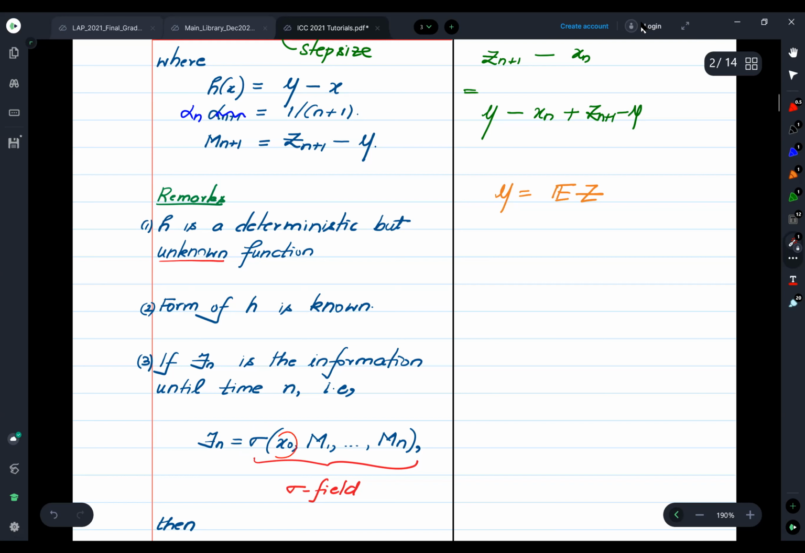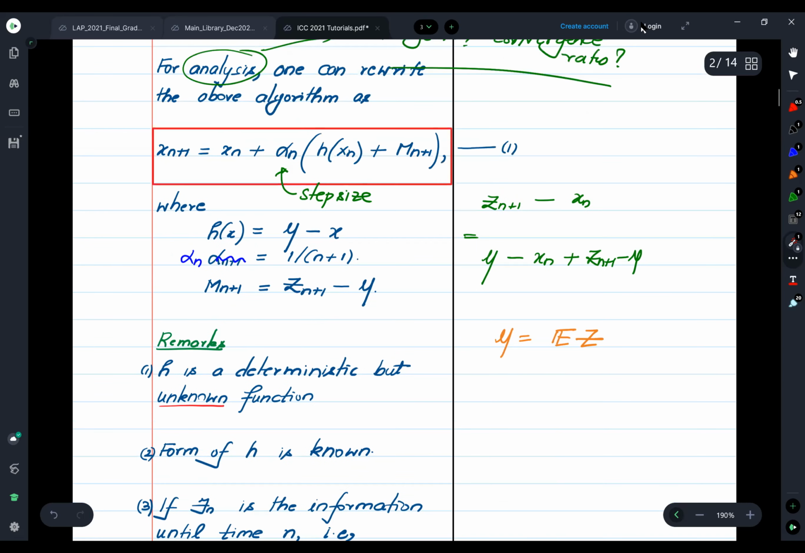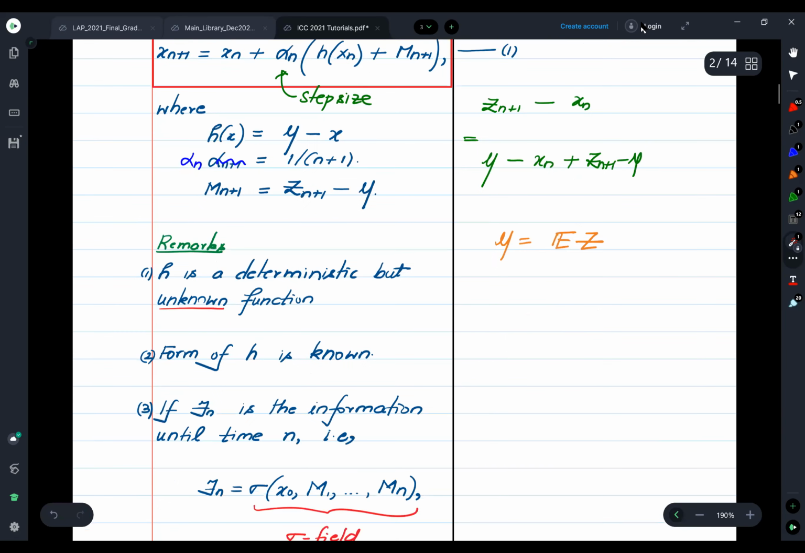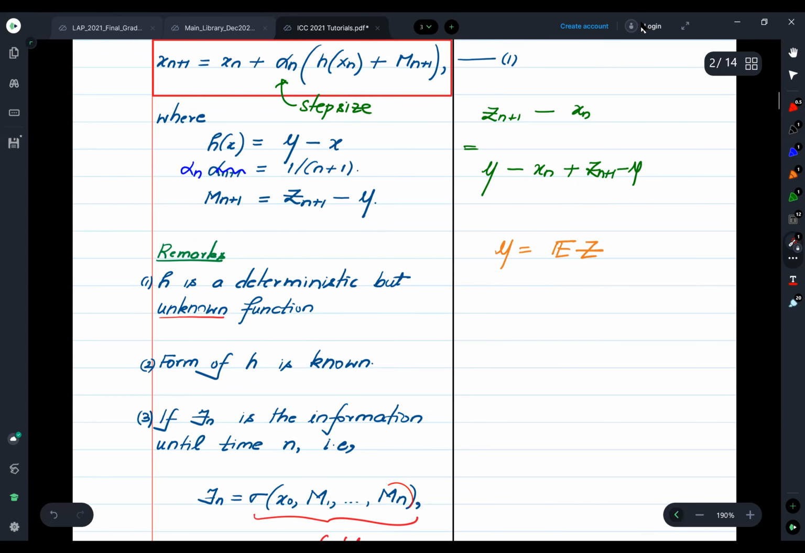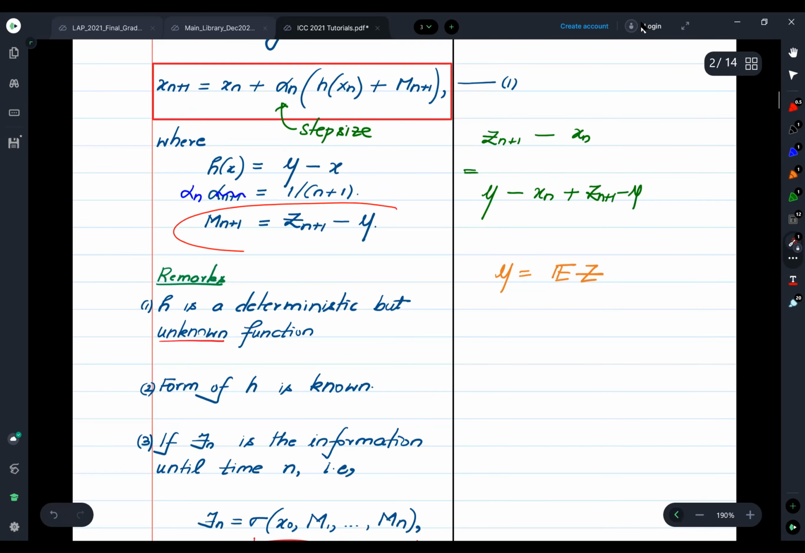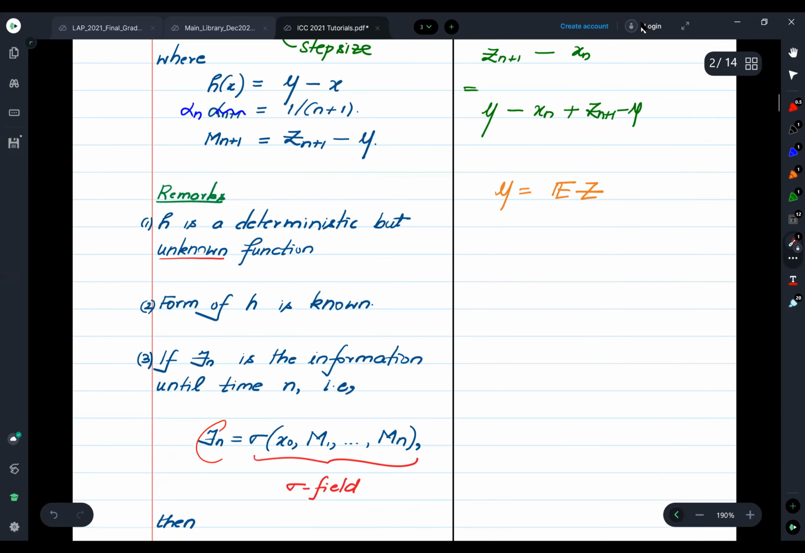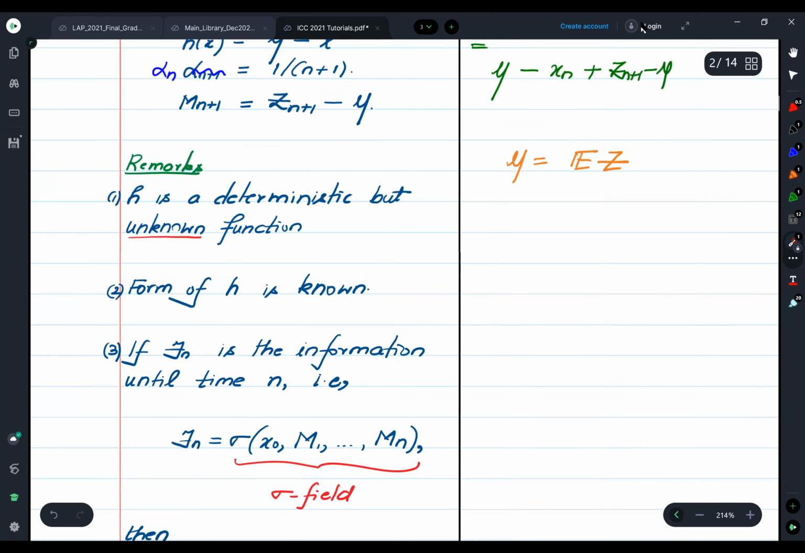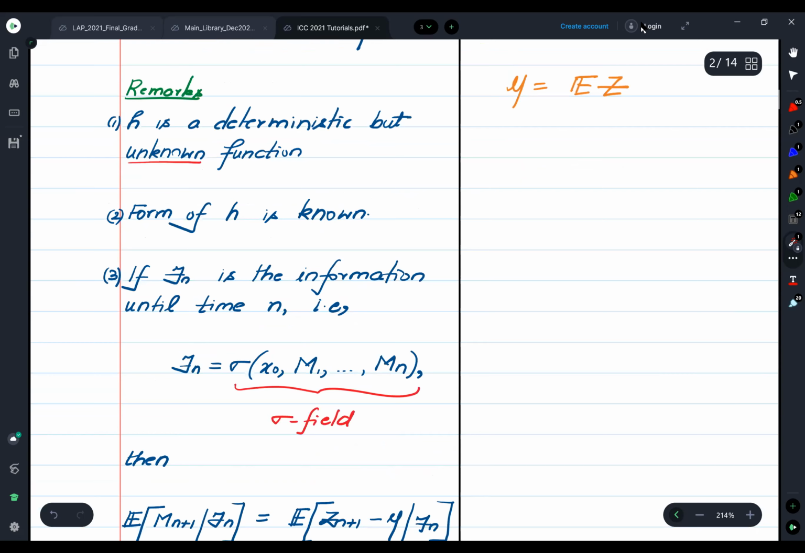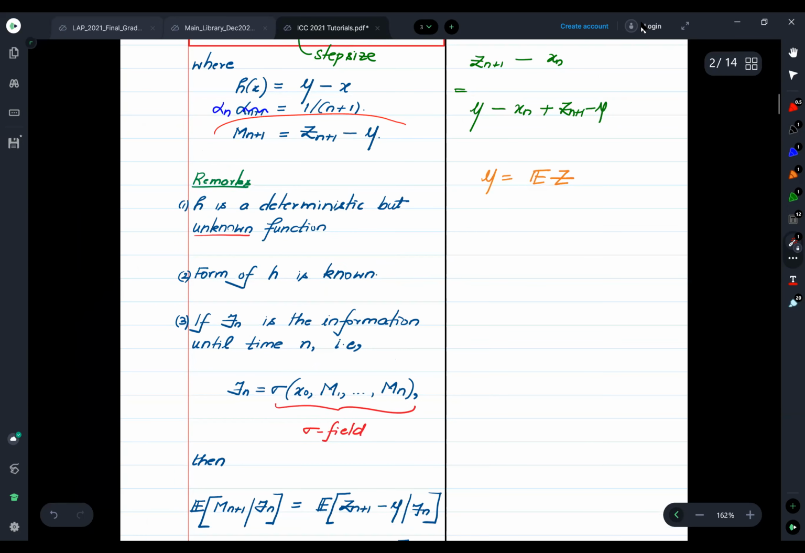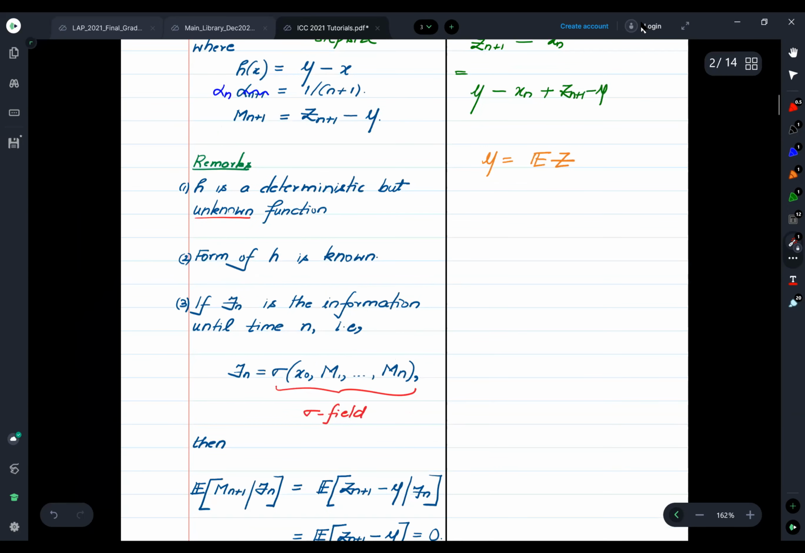Okay, so x0 is basically the initial point of this algorithm, right? And m1, m2, all the way up till mn, where these mi's are defined using this relationship over here. So this basically keeps track of all the information that is available until time n. Right, so if you look at the conditional expectation of this quantity over here, the expected value of mn plus 1 given fn, right?